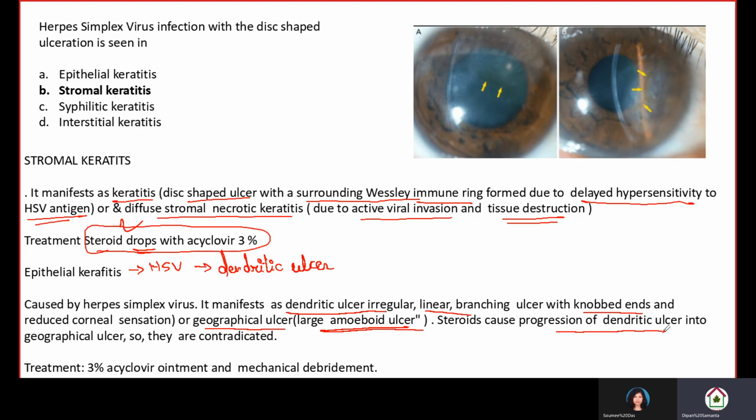Steroid causes progression of a dendritic ulcer into a geographical ulcer, and that is why we do not use steroids if there is a dendritic ulcer. Only 3% acyclovir ointment can be used. Acyclovir is an antiviral, not a steroid. Antiviral ointments can be used.